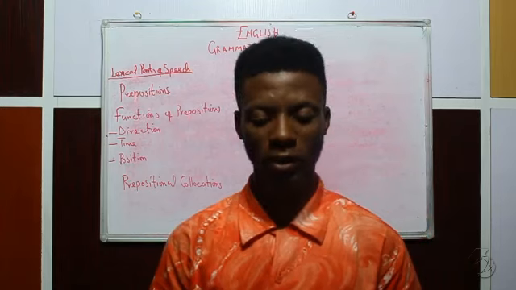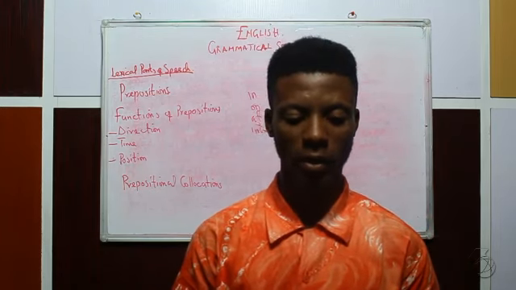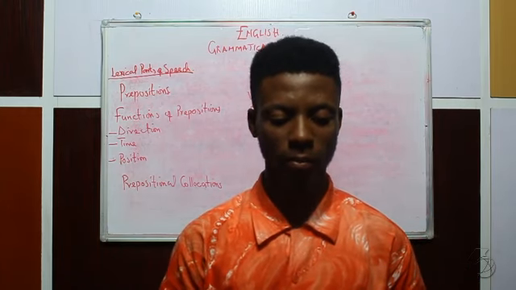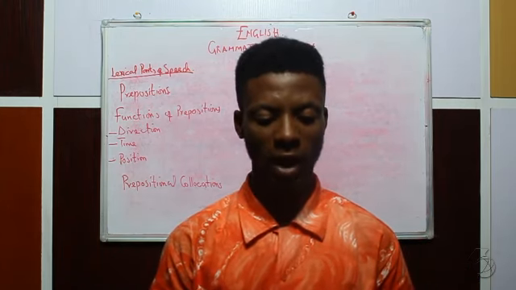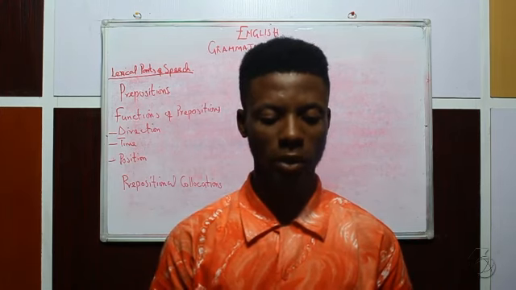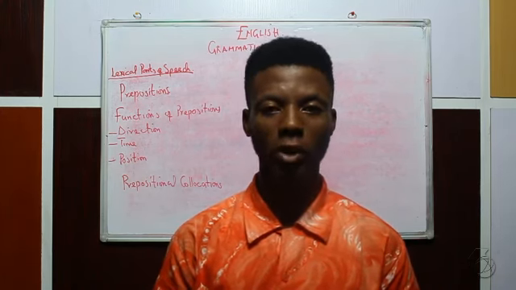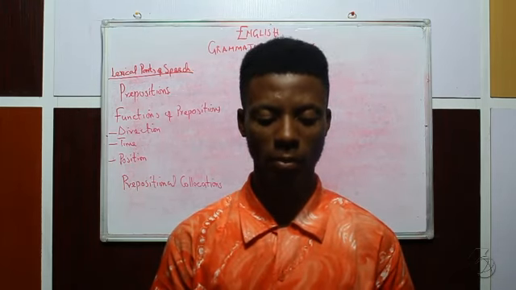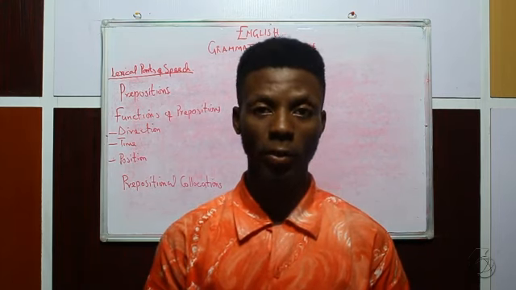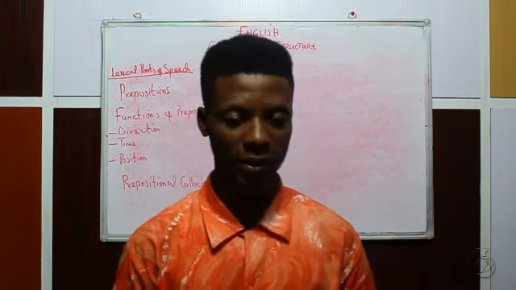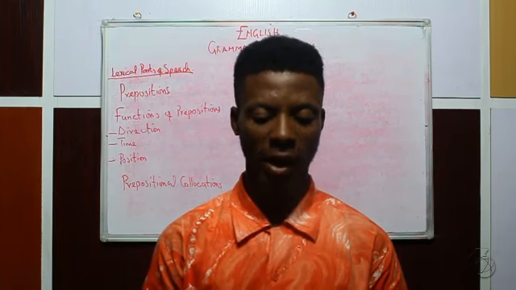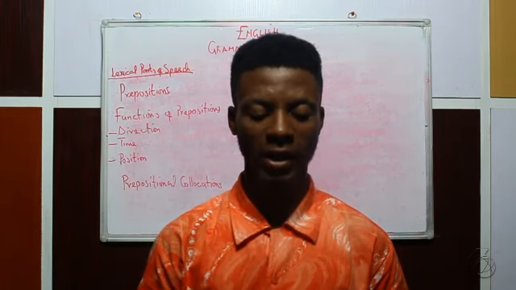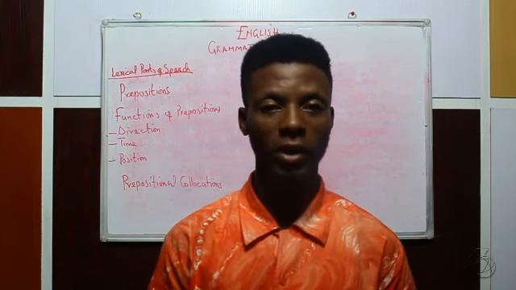Another example which indicates time. The meeting will start by 6 p.m. The meeting commenced after the rain. She refused to carry the baby until he stopped crying. The news was read at 4 p.m. The prepositions in these sentences are by, after, until, and at, and they all indicate time as they are being used in the sentence.